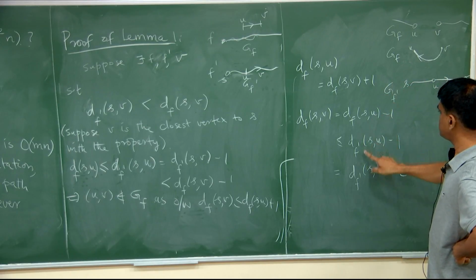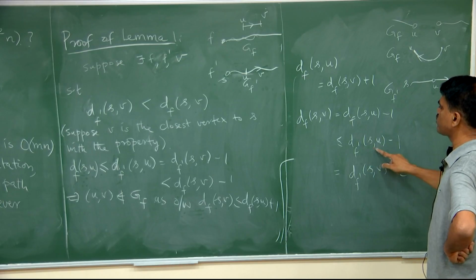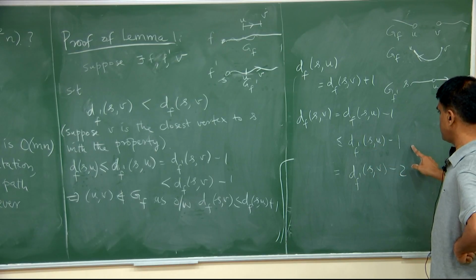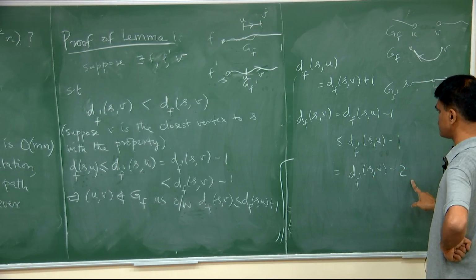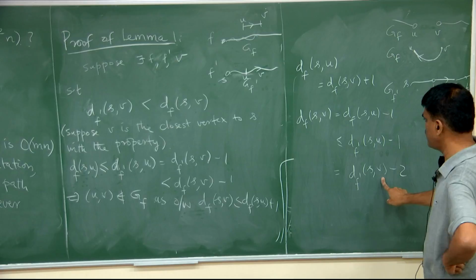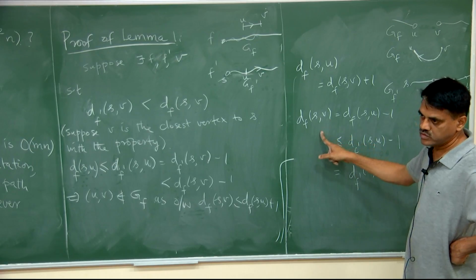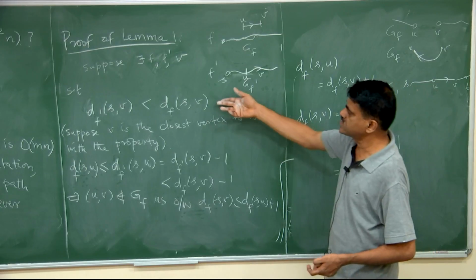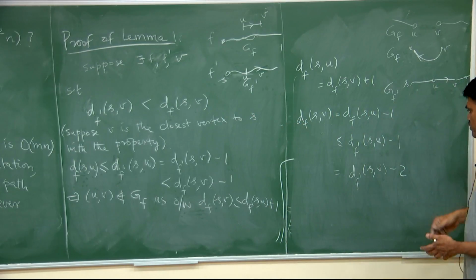But this is less than or equal to, in F prime, the distance is monotonically increasing. And dF prime SU is dF prime SV minus 2. So what have we arrived at? The distance from S to V in F prime is greater than or equal to S to V plus 2. It contradicts this. We said that in F prime it actually decreased, but that's not true.